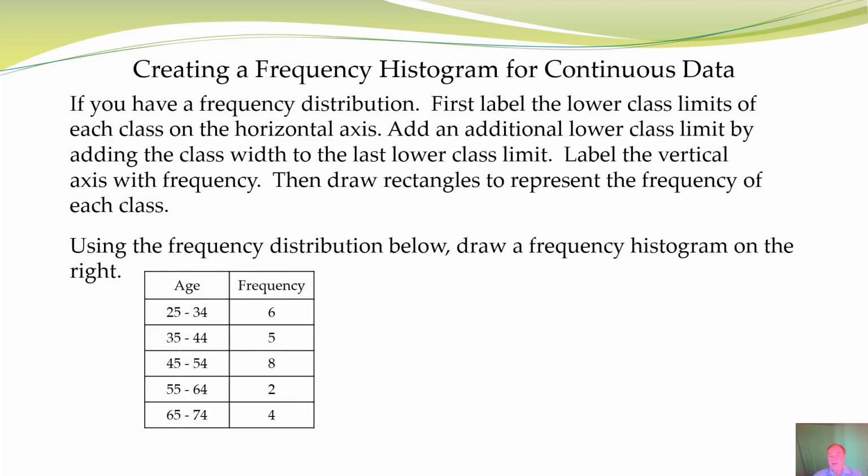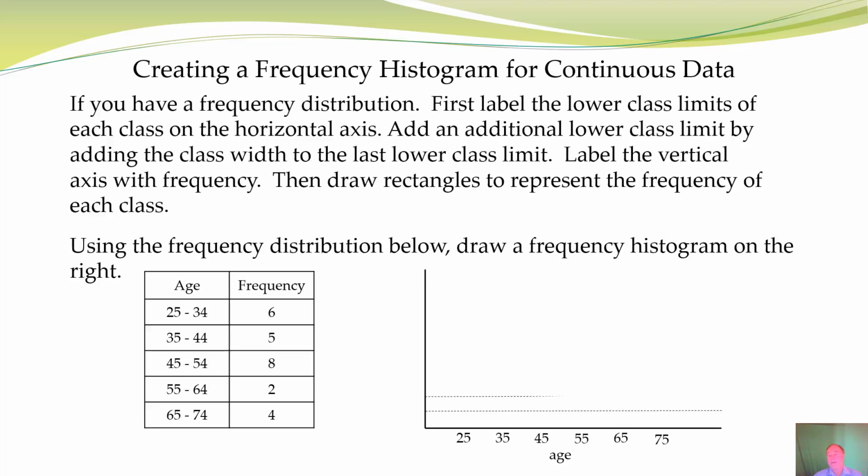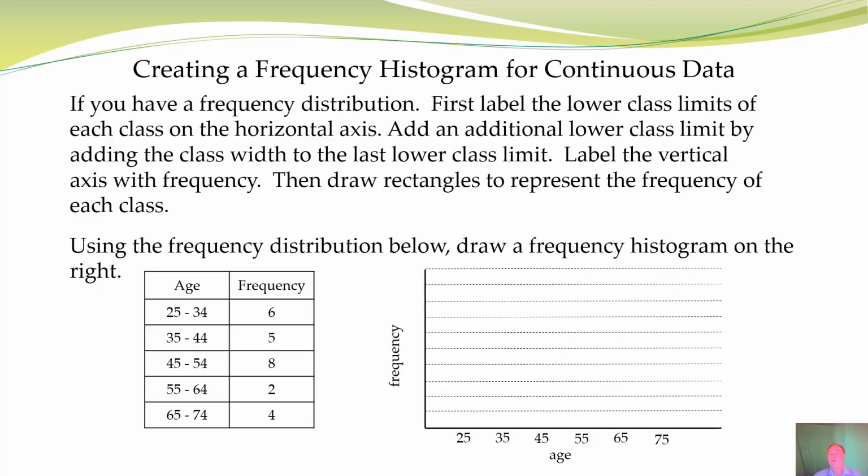So if we take our frequency distribution below, dealing with age, I would draw a graph with my lower class limits along the horizontal, and then I put frequency on the vertical axis. Now I'm going to draw a bar starting at 25 going to 35, 6 high. This would represent the first class. This is from 25 to 34, even though it goes from 25 to 35 on the graph.